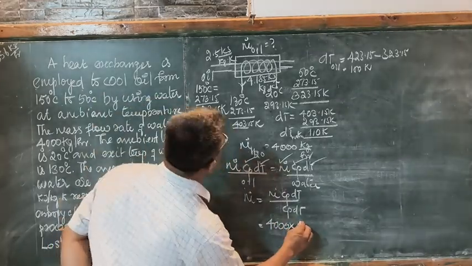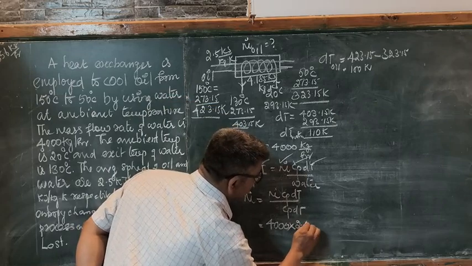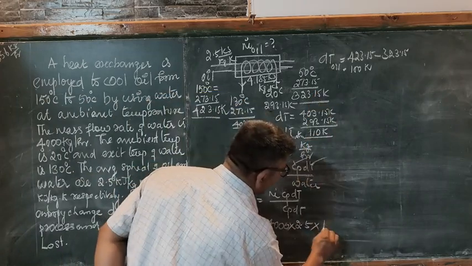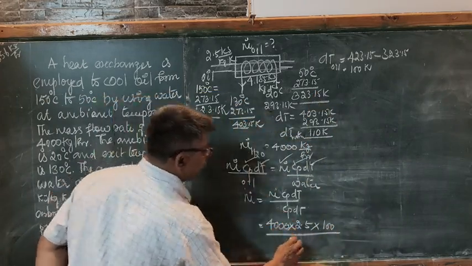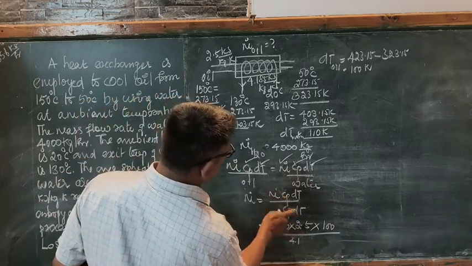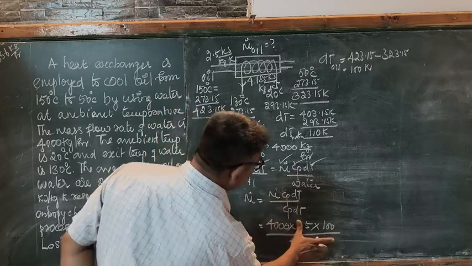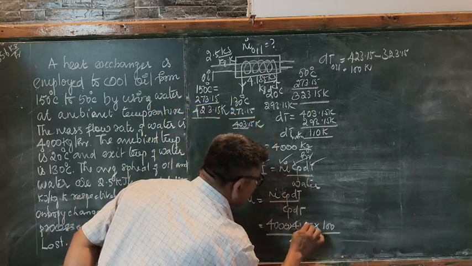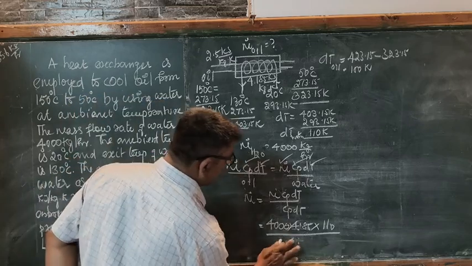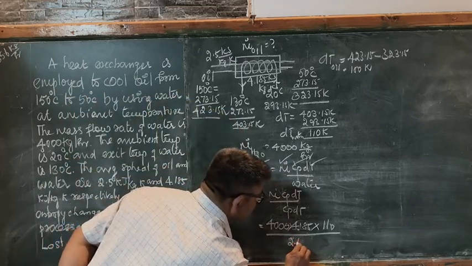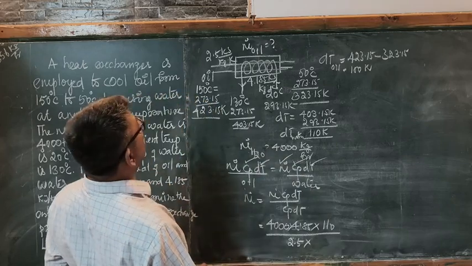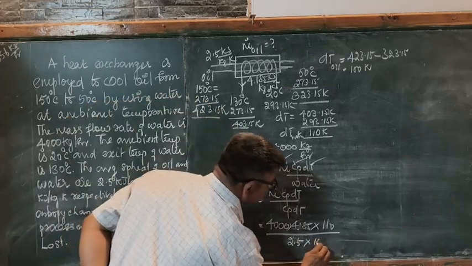The mass flow rate of water is 4000 kg per hour, Cp of water is 4.185 kilojoules per kg Kelvin, and the difference in temperature is 110 Kelvin, divided by Cp of oil, 2.5 kilojoules per kg Kelvin, and the difference in temperature for oil, 100 Kelvin.